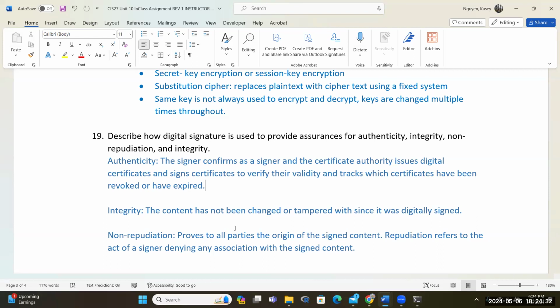Any questions? So that's different than encryption. Encryption is to make sure that it's not viewable to the people who are not intended for.